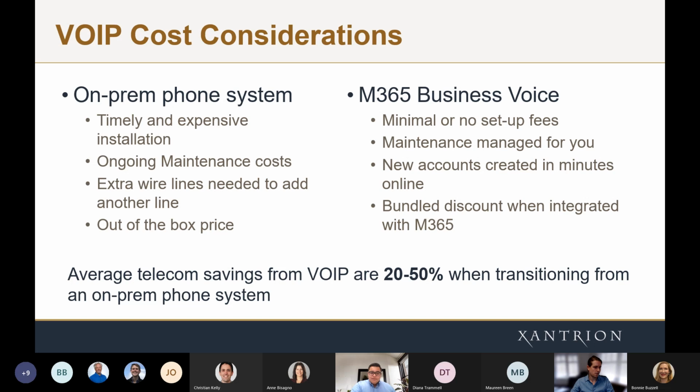When we're thinking about an on-prem phone system, every time you add a user, you're probably going to need to add extra wire lines, an extra line to that actual service. Whereas inside of M365 Business Voice, we literally, at the click of a button, go online and create a new user in minutes. Rapid, easy, and much more scalable. And then lastly, when we're talking about an on-prem phone system, out of the box, you're again segmenting your communication tools. You have to pay that out-of-the-box price for those services.